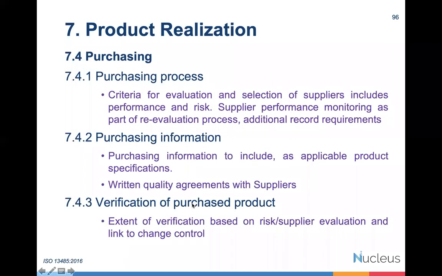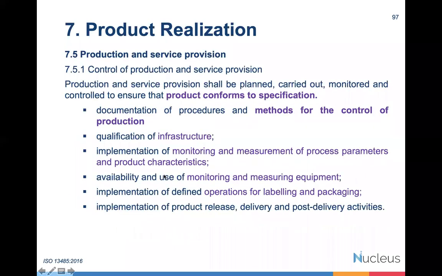Then purchasing. While selecting a supplier, evaluating a supplier, re-evaluating a supplier, consider risk. When you are placing a purchase order or contract, make sure the quality agreements are part of it. When you do incoming inspection, apply risk here again. Then production. You have to prove that whatever product you produce meets the specification. How to do this? The standard gives you a methodology. There are a lot of bullet points in 7.5.1 that need to be complied with.